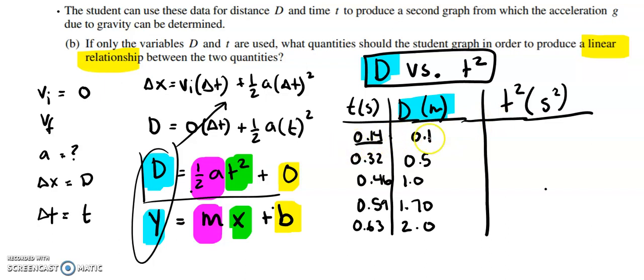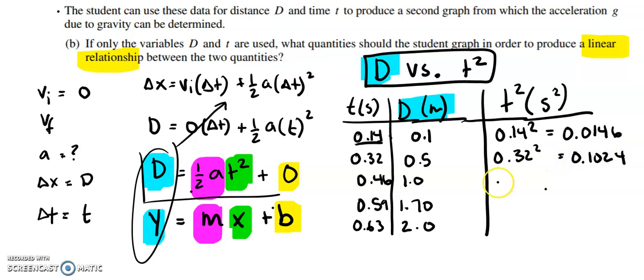So the first one is going to be 0.14 squared, which is just what? Plug in the old calculator, 0.0196. Great. Next one is 0.32 squared, which is 0.1024, and then I just can keep on going. 0.46 squared is 0.2116. 0.59 squared is 0.3481. 0.63 squared is 0.3969. Great. So now I have all my data.